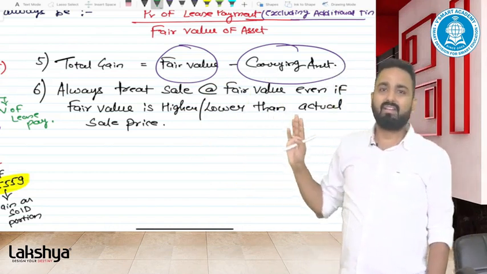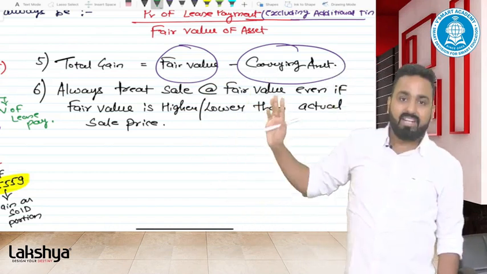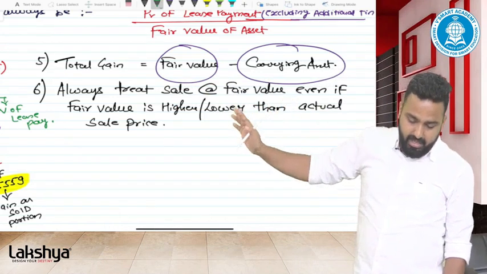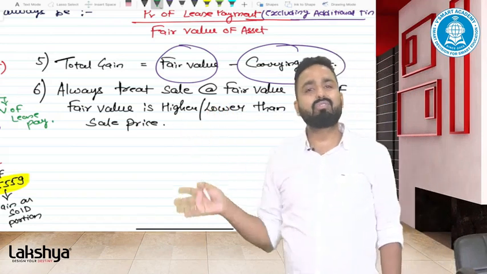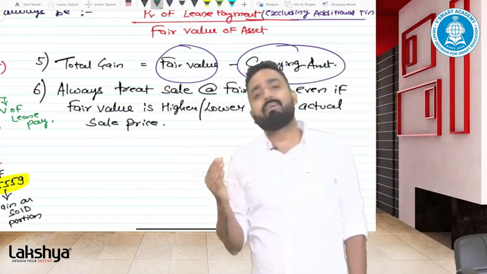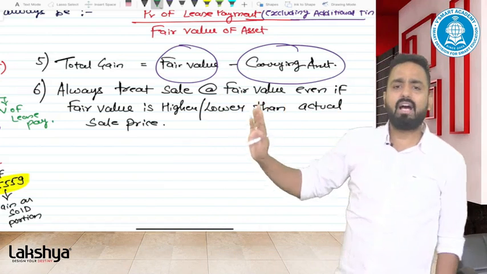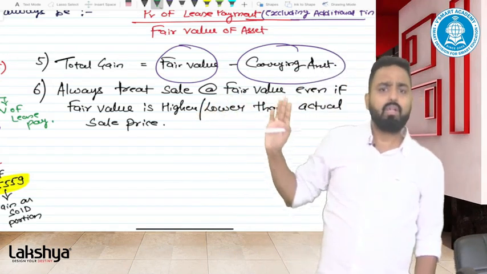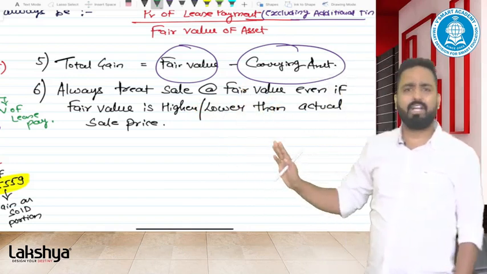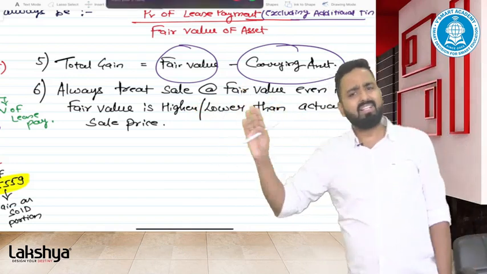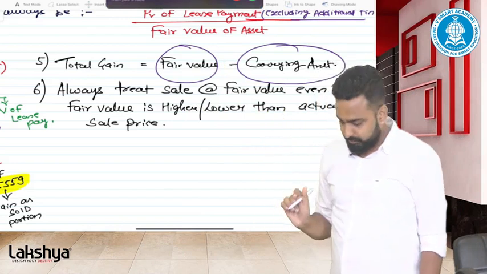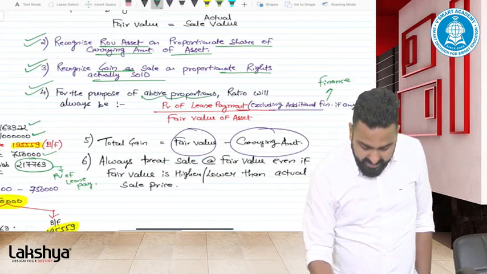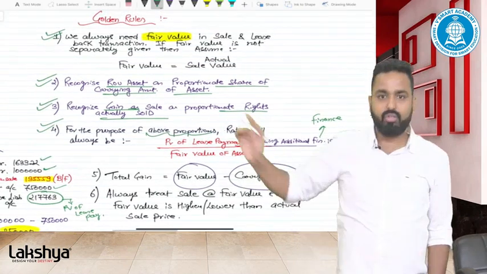And the sixth, last but not the least: always treat the sale at fair value, even if fair value is higher or lower than the actual sale price. The sixth golden rule may not be understood right now because I haven't discussed this point yet. So just write the sixth point as a golden rule, and I will discuss it later on. If you would like to take a screenshot again, you can go ahead.